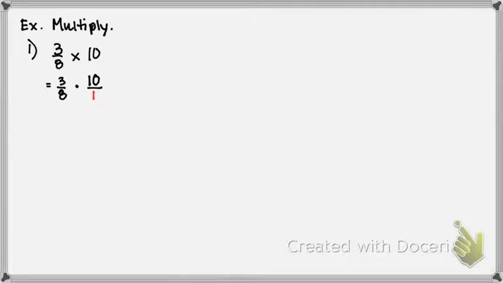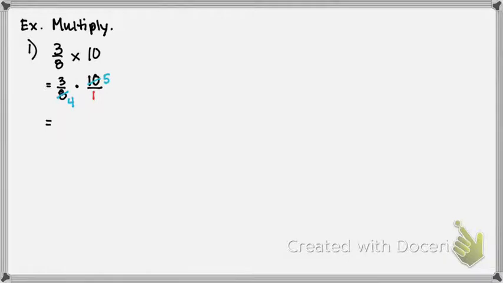Now, I want to show you what I mean by pre-reducing. I'm going to look at any numerator and any denominator to see if there is a factor that they share in common. So let's see, 3 and 1, no. 3 and 8, no. 10 and 1, no. 10 and 8, oops, they're both even. So I'm going to divide a 2 out of each of those. 8 divided by 2 is 4. 10 divided by 2 is 5.